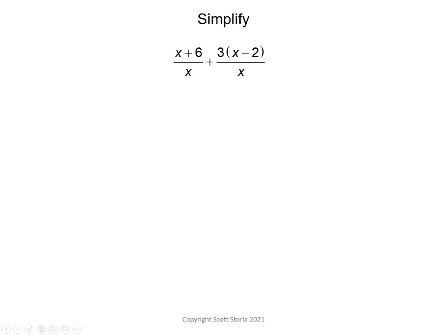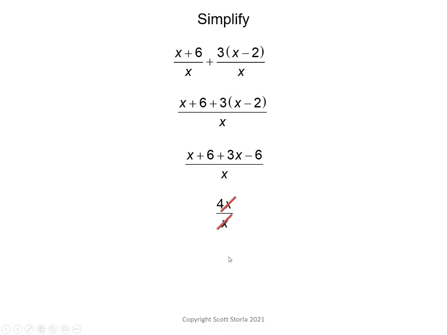How about this one? I'm going to add the numerators and distribute. X plus 3x will give us 4x. These are opposites and will sum to 0. That'll give us 4x divided by x, and x divided by x, as long as x isn't 0, will give us a factor of 1, which when we multiply to 4 will give us 4.